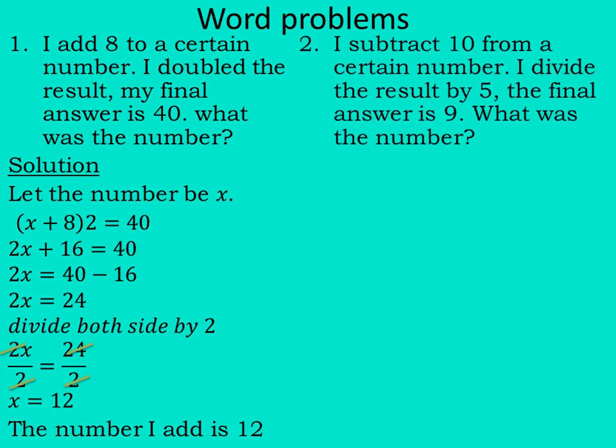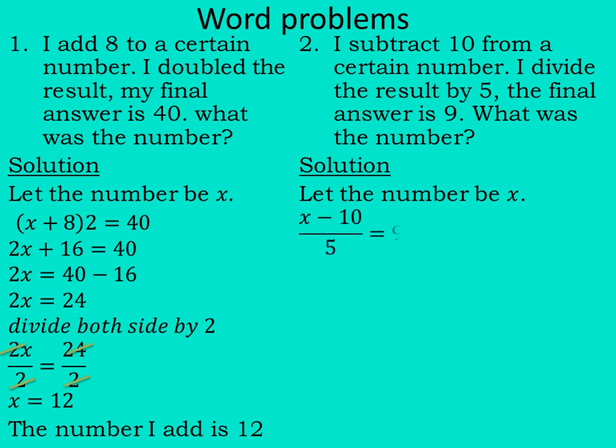So the second question is: I subtract 10 from a certain number, I divide the result by 5, my final answer is 9. What was the number? So here's the solution. Let the number be x. That is, we represent the number by any alphabet we like. So me, I like choosing x, so that's why I'm representing the number by x.